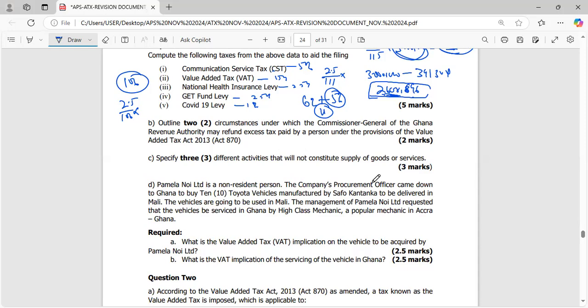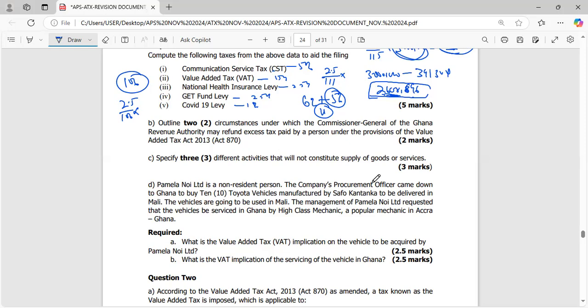Sometimes the examiner will be fair. They can tell you that that is the invoice value, but they will put into brackets the amount is exclusive of levies and VAT. Don't say that the levies are part, because that is the invoice amount. The examiner is saying that the invoice amount, but the levies and VAT are not part of it. That one is simple. Just go and calculate the levies first, add it, and come and calculate your VAT. That's all.